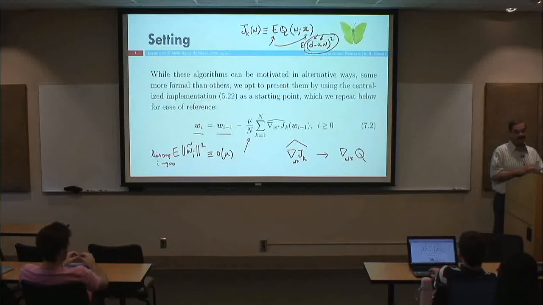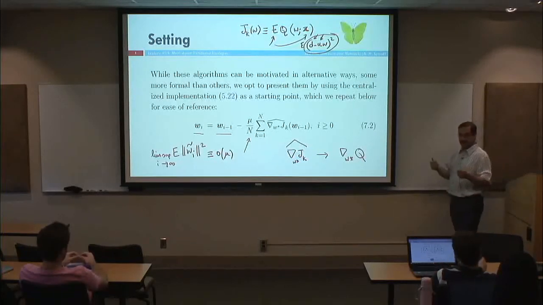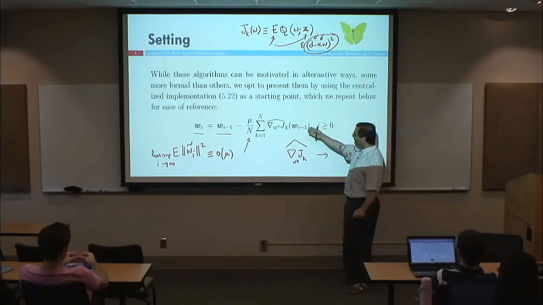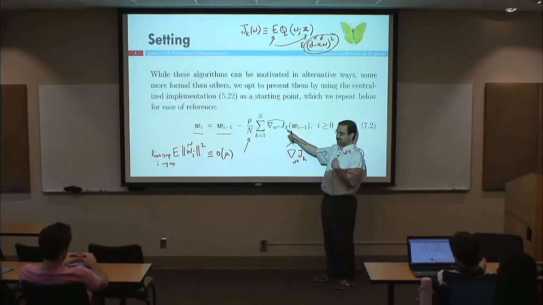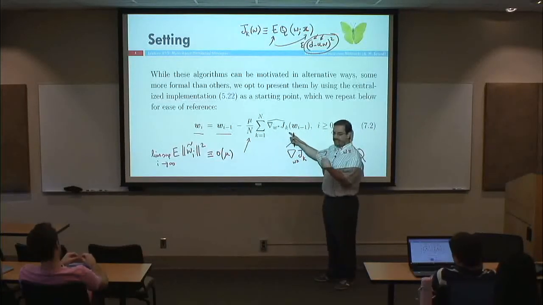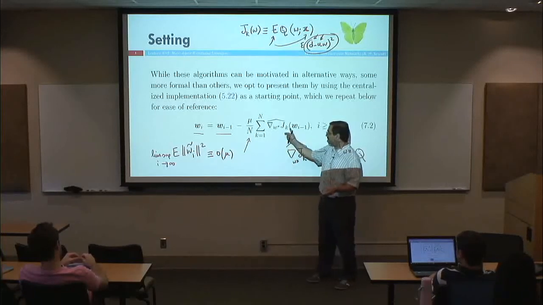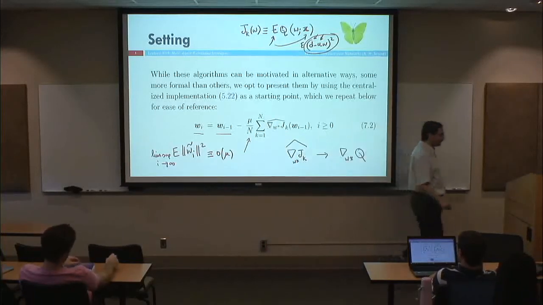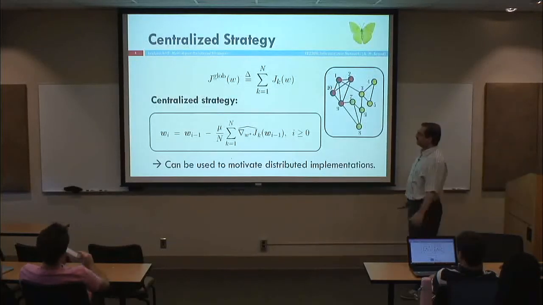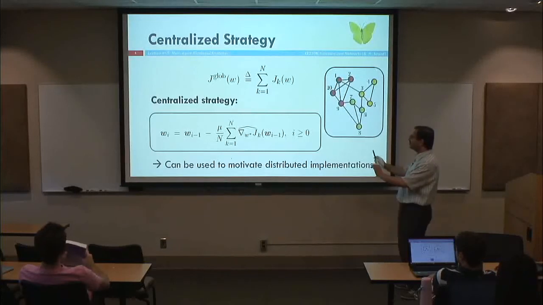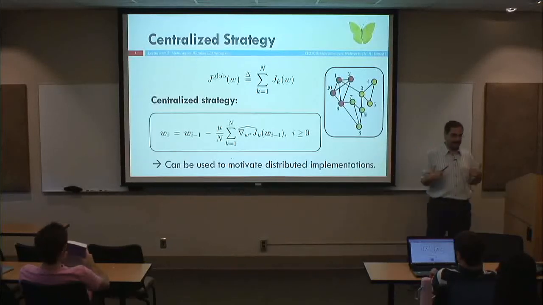Of course, now we are interested in a distributed solution over a network. Every agent cannot run this, because every agent only knows its J sub k, and at most the J sub k's of its neighbors, but it doesn't know all of them. But we are going to start from this recursion, I'm just repeating it here, and use it to motivate distributed strategies.